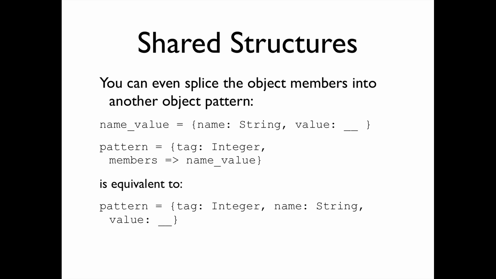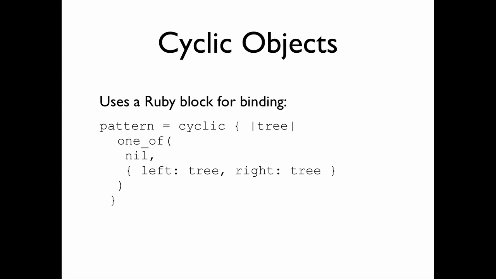You can also splice the object members into another object pattern. So we take name value and then splice it in using this members keyword. Those get flattened into the pattern so that they're at the same level. It turns out there are several operators which have that same effect. One of, there's another form of one of that uses a rocket that has that effect.